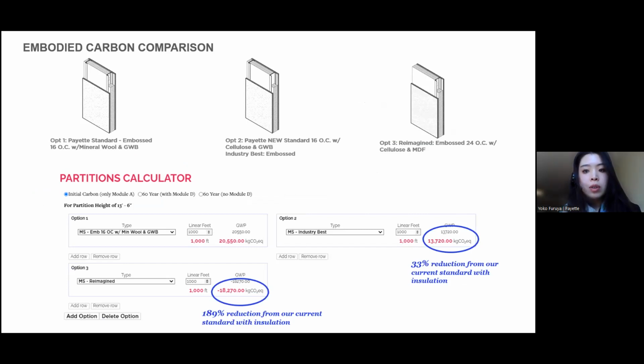We touched base on how to use the assembly calculator during the demo, but here is a comparison of 3 different metal stud wall types. Option 1 is embossed 16-inch on center, option 2 is industry best, and option 3 is reimagined. For these three calculations, we set each partition to 1,000 linear feet. Comparing option 1 and option 2 reduces embodied carbon by 33%. And comparing option 1 and option 3 reduces it by 189%, which is a lot.